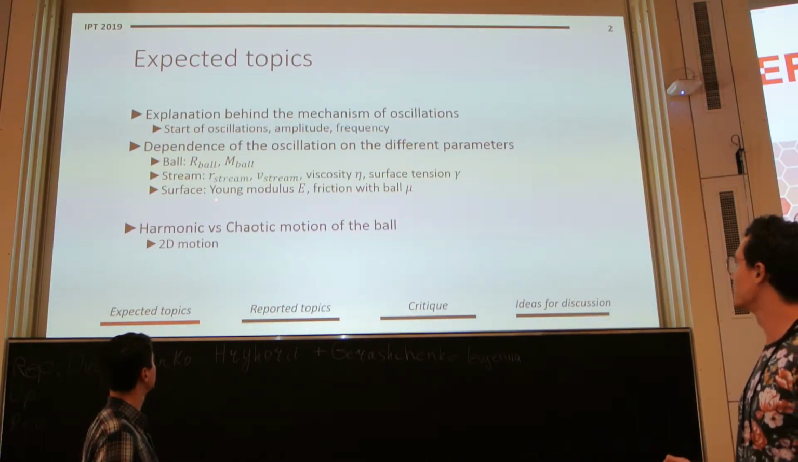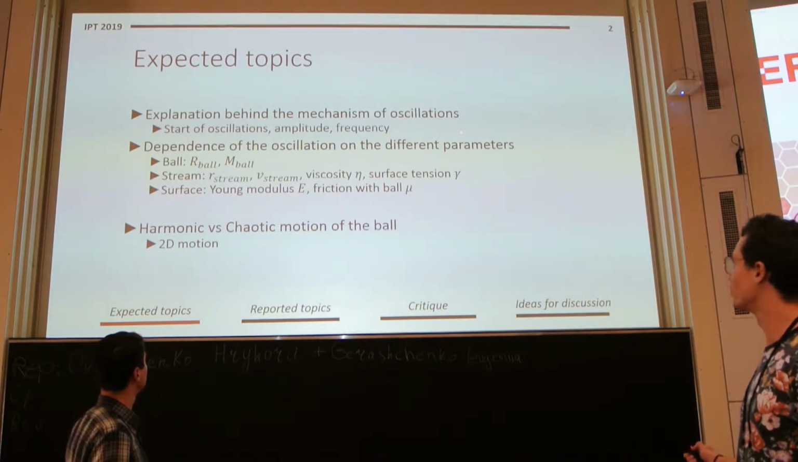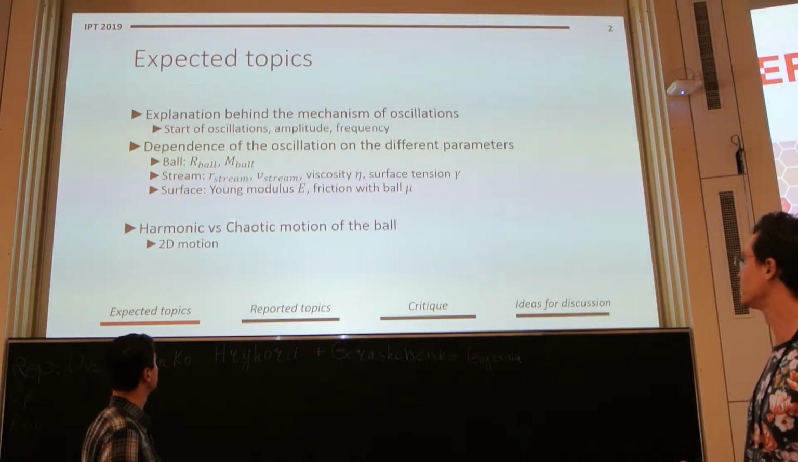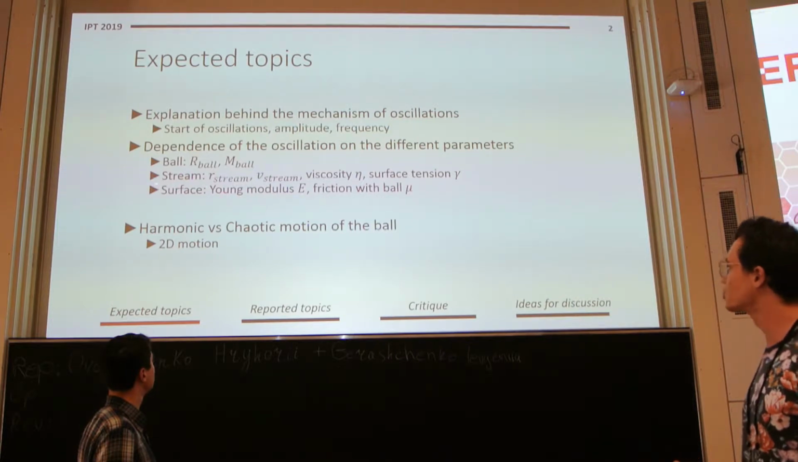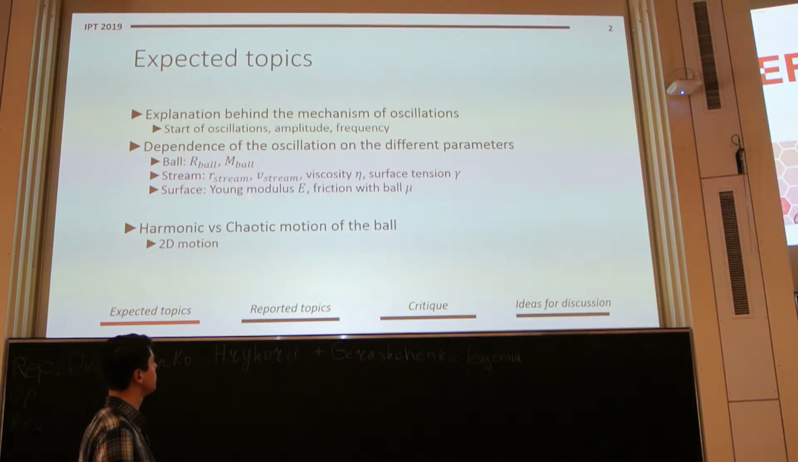We would expect to see some dependence of this oscillation on the different parameters of the system, the radius of the ball, the mass of the ball. For instance, for the stream parameters, we would expect to see something with the radius of the stream, the velocity of the stream, perhaps viscosity and surface tension could also be important.